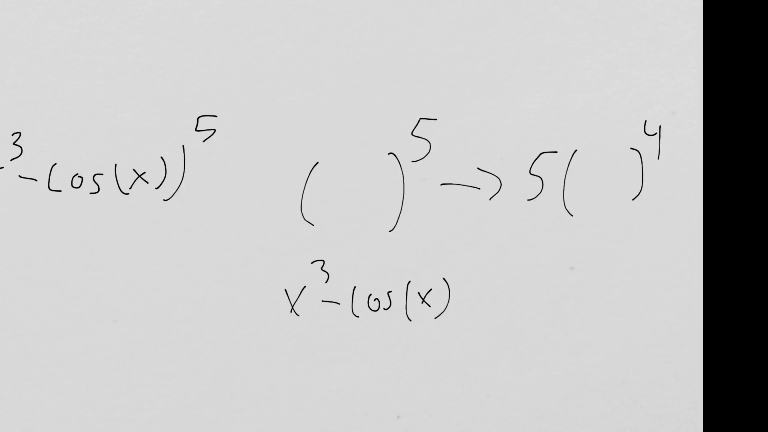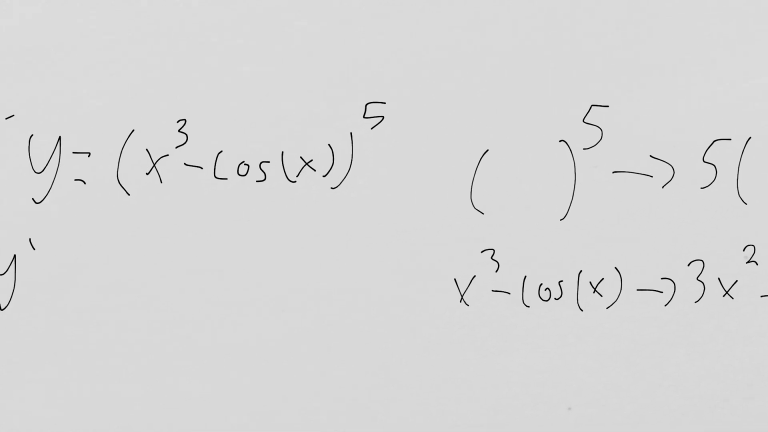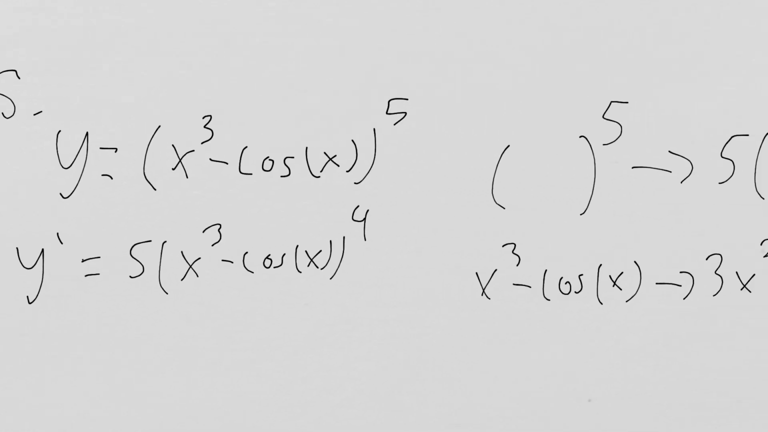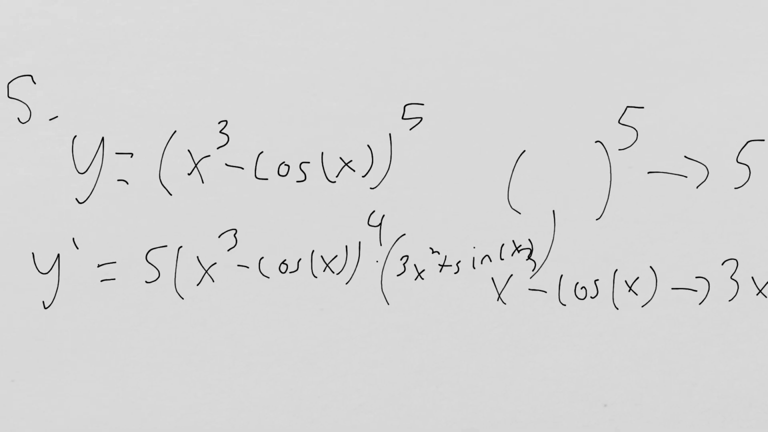So in this case, we're going to do 5 times x cubed minus cosine x to the fourth, and then multiply by the derivative of x cubed minus cosine x, which is 3x squared. The derivative of cosine is negative sine, so this is going to simplify to positive sine with that negative there. So when we do y prime, we're going to do 5, leave the inside alone, to the fourth. That's just our power rule. And then we multiply that by the derivative of the inside function, which is 3x squared plus sine x. I know I'm bleeding over into this other work here. But that's our final derivative there.